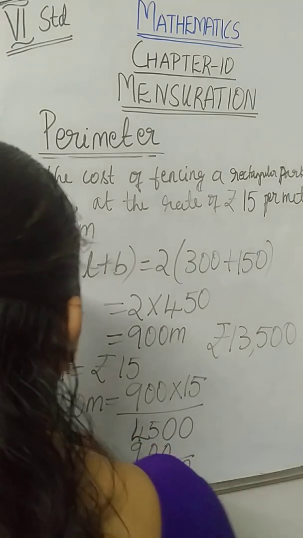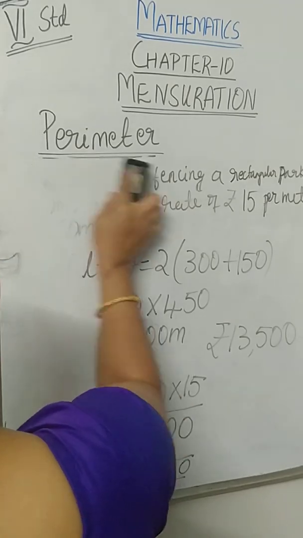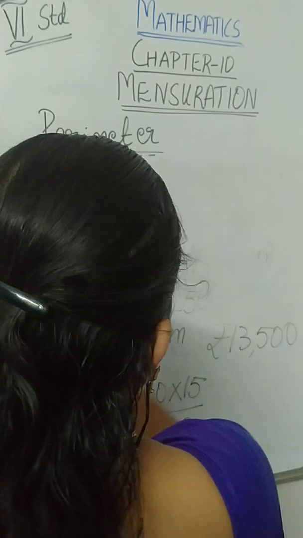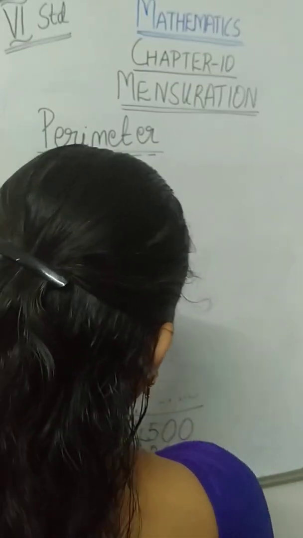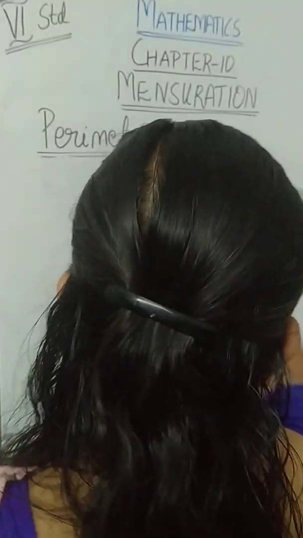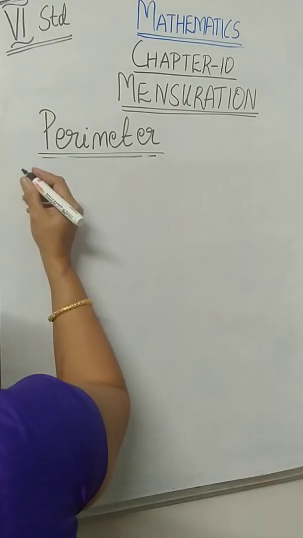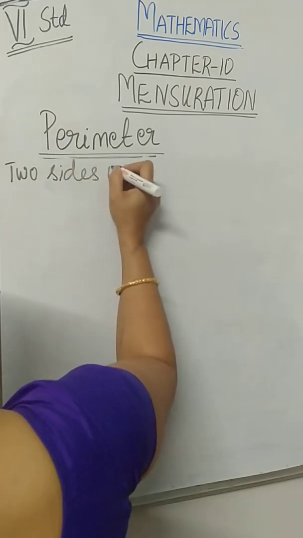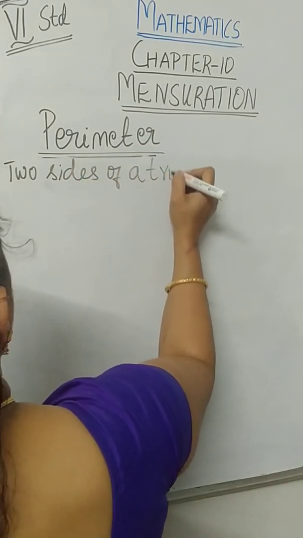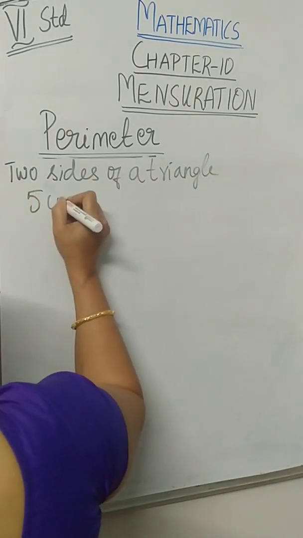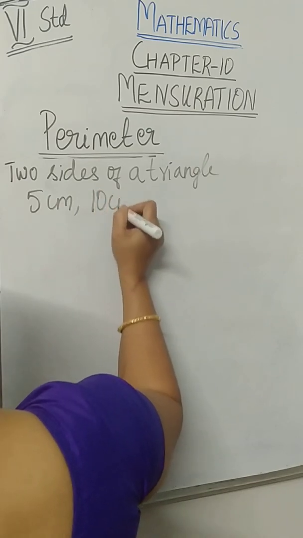Yes, I'll show you another example. These are the word problems which are given in your reader. I am showing you how to calculate it. Now look here. Two sides of a triangle are given here. Two sides. A triangle has how many sides? It has 3 sides. But here they have given two sides of a triangle. That is, one is 5 centimeter and another is 10 centimeter.